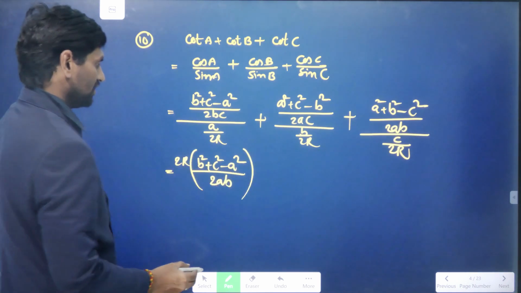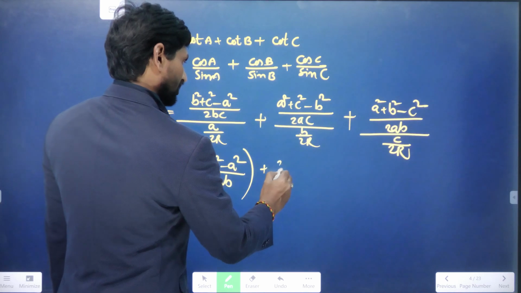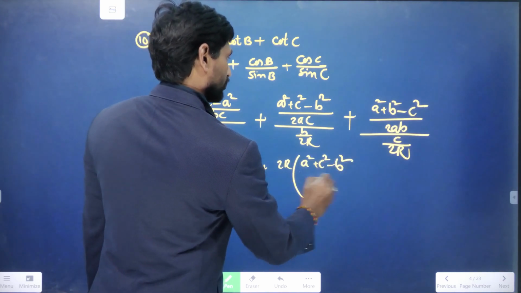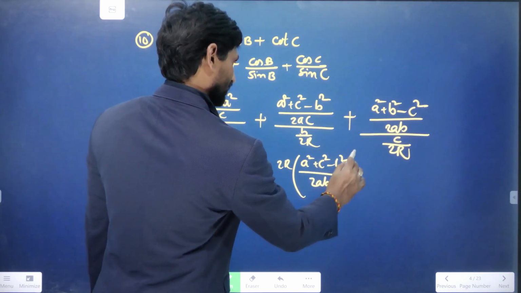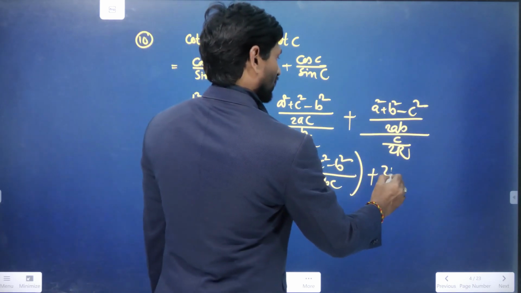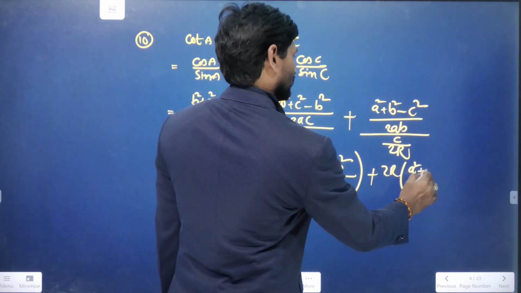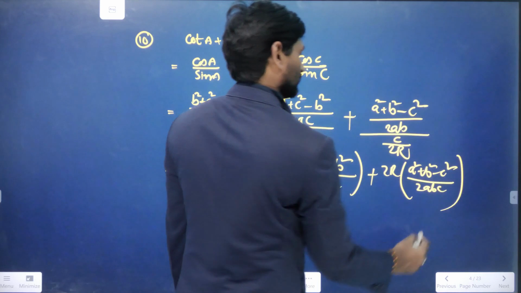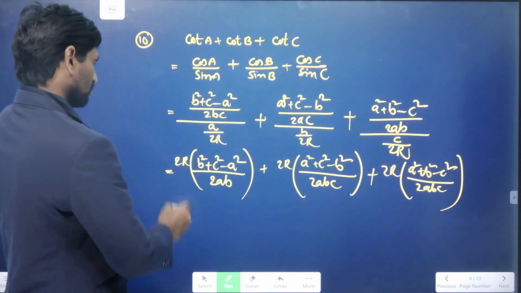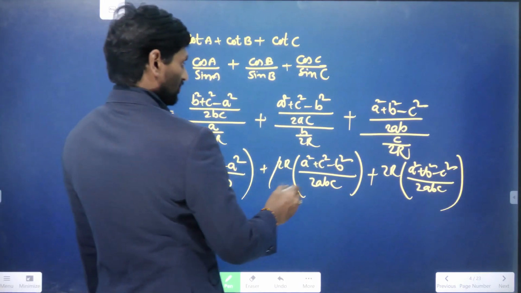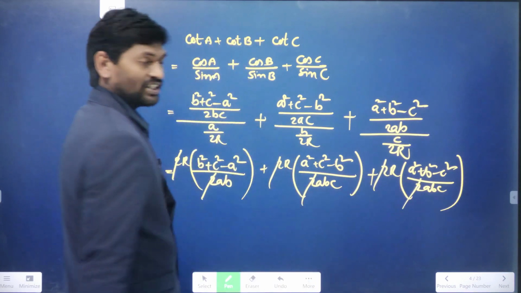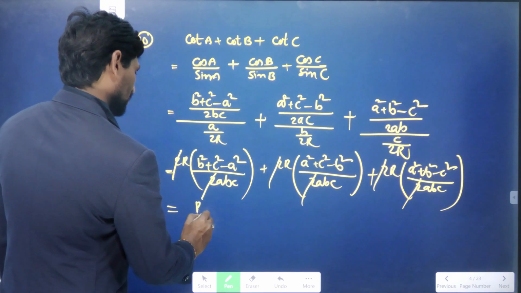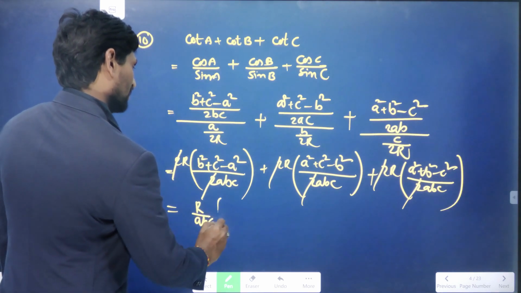Like this will come. Okay, no? Same for this one also, 2r into a square plus c square minus b square by 2abc. So 2r into a square plus b square minus c square by 2abc. So numerator 2, denominator 2 cancel, and all of them having r as a common factor, and r by abc we can take common. Then what is remaining here?